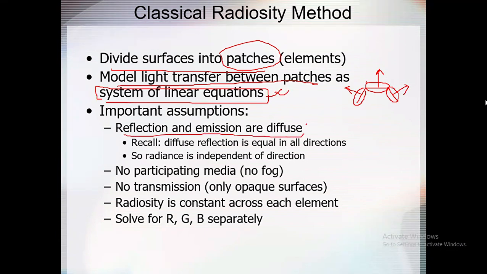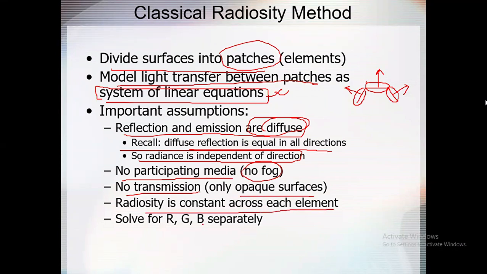Reflection and emission are diffuse. So diffuse reflection is equal in all directions, so radiance is independent of the directions. No participating fog, which means there is no fog. That means there is no reflective diffusiveness. No transmission, that means fully opaque surface, and reflectivity is constant across all elements. And solve the RGB separately.